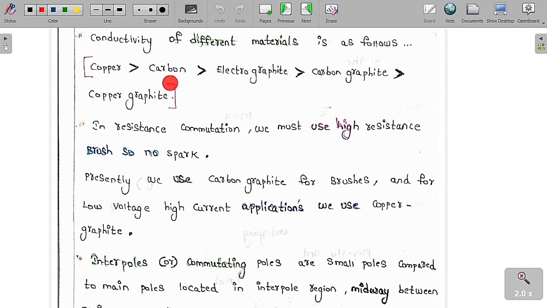Copper has more conductivity than carbon, carbon has more conductivity than electrographite, electrographite has more conductivity than carbon graphite, and carbon graphite has more conductivity than copper graphite.